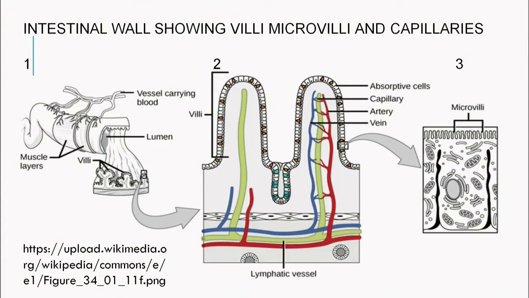You can see these absorptive cells and the villi, and on the villi the epithelium cells also contain the microvilli. These villi and microvilli increase the surface area for the absorption of food. And you can see in this diagram that the villi are richly supplied with capillaries as well as the lacteals, which ultimately move the absorbed food to various organs and cells of the body for their assimilation.